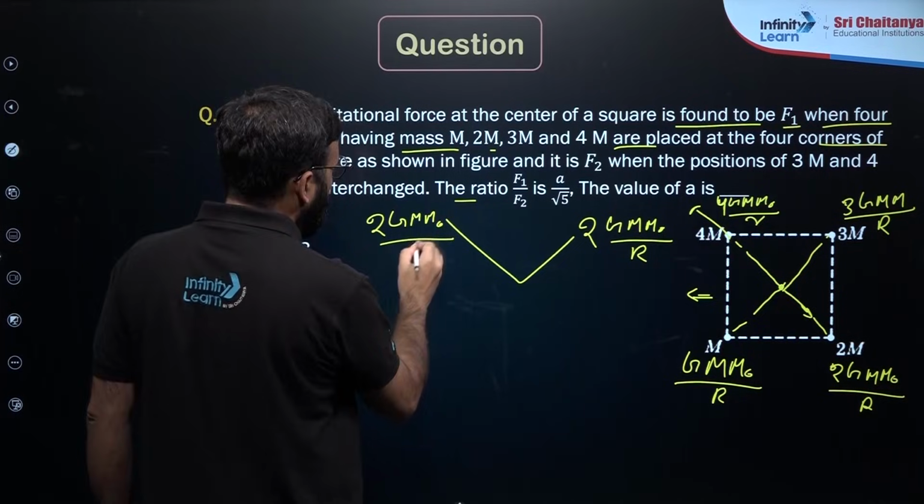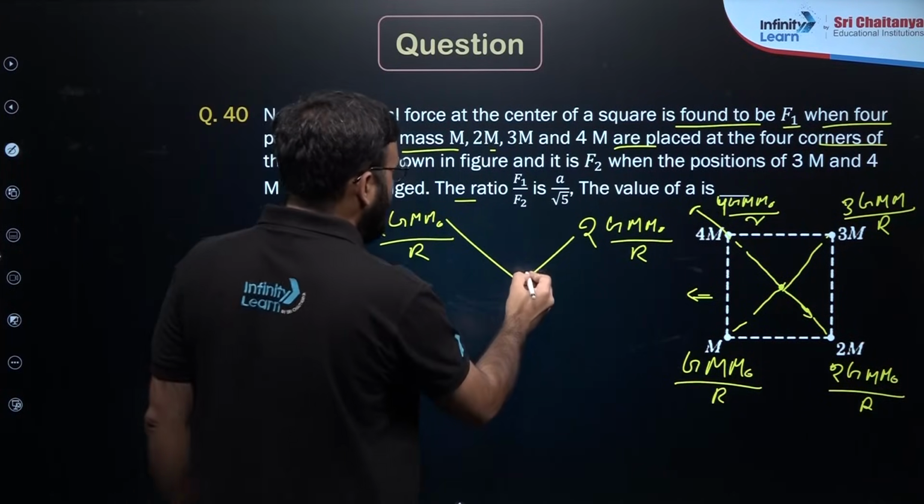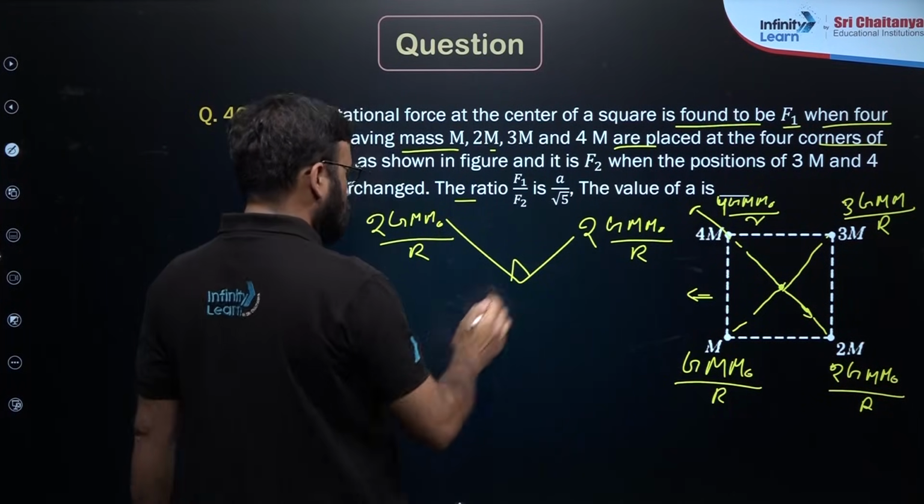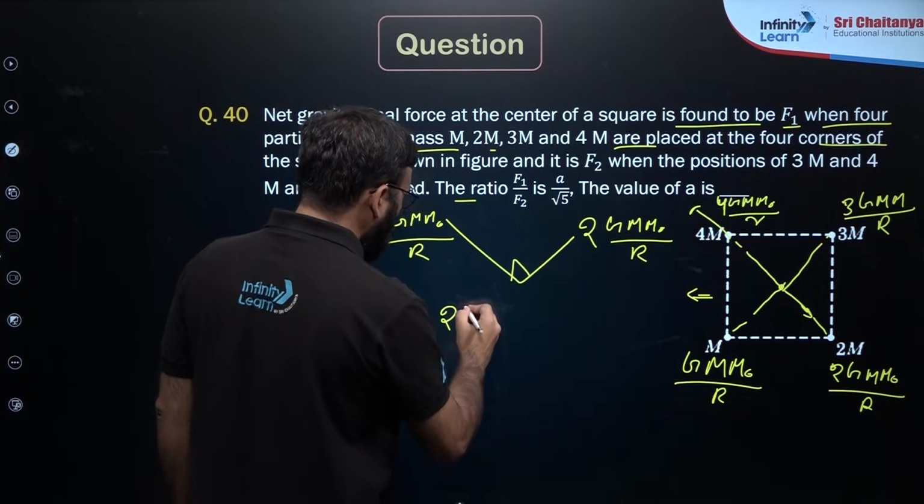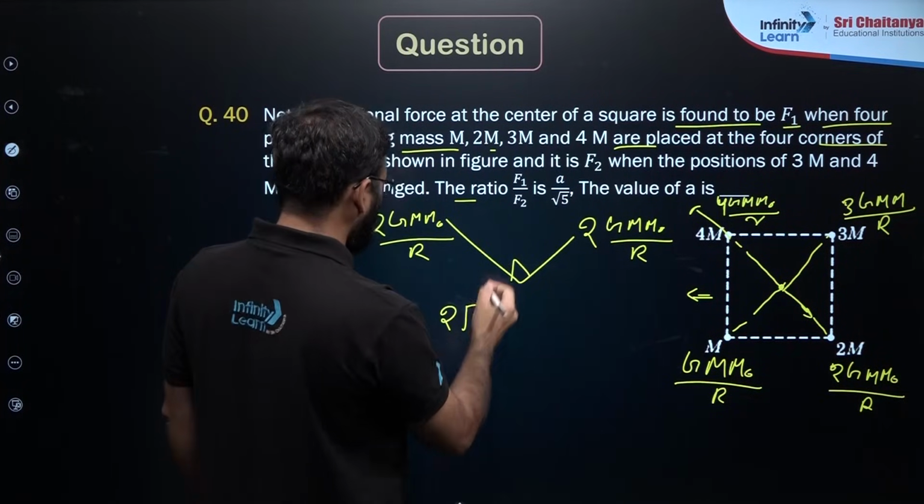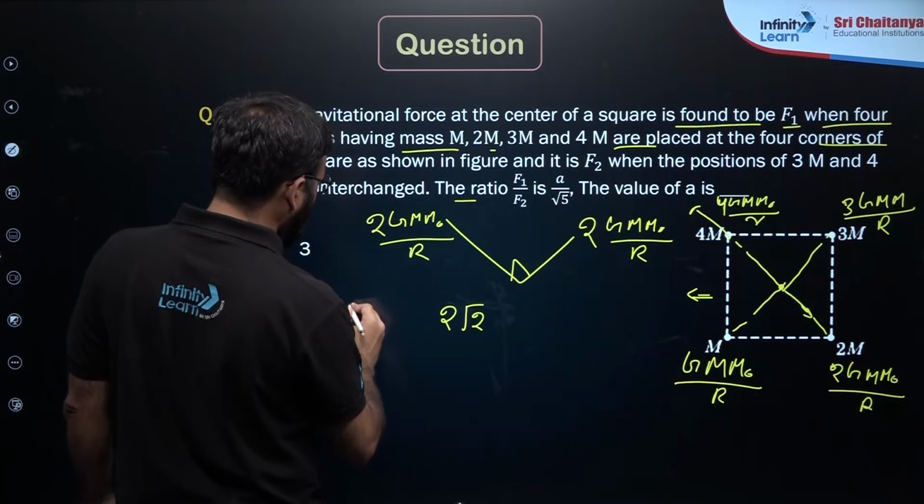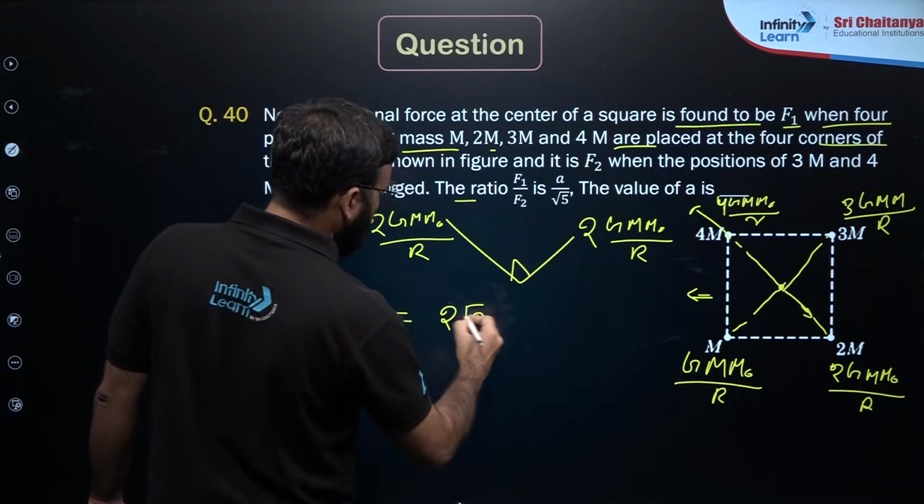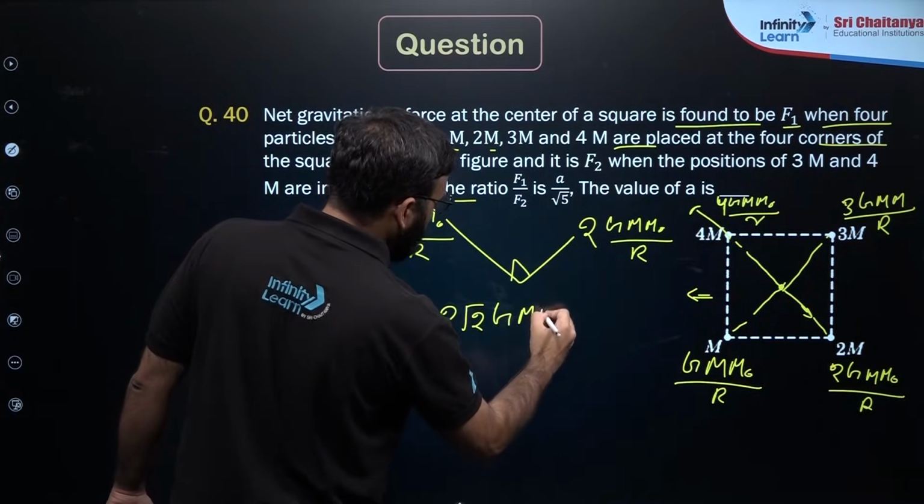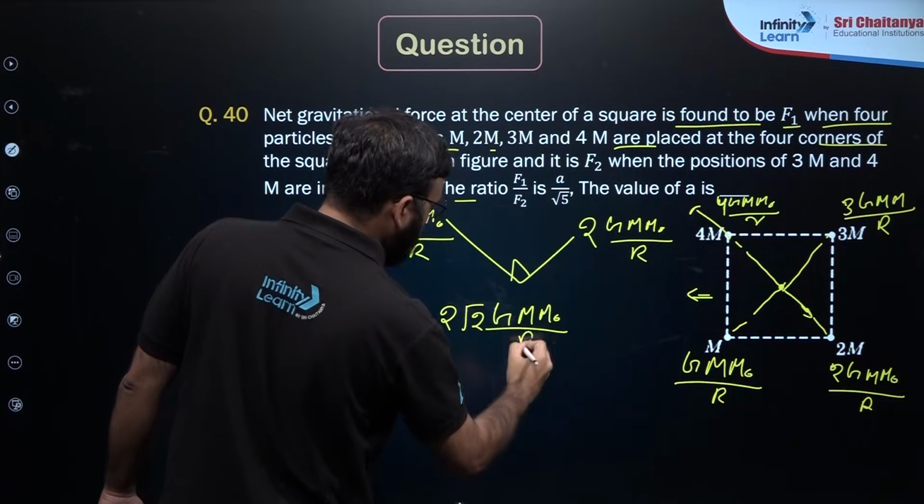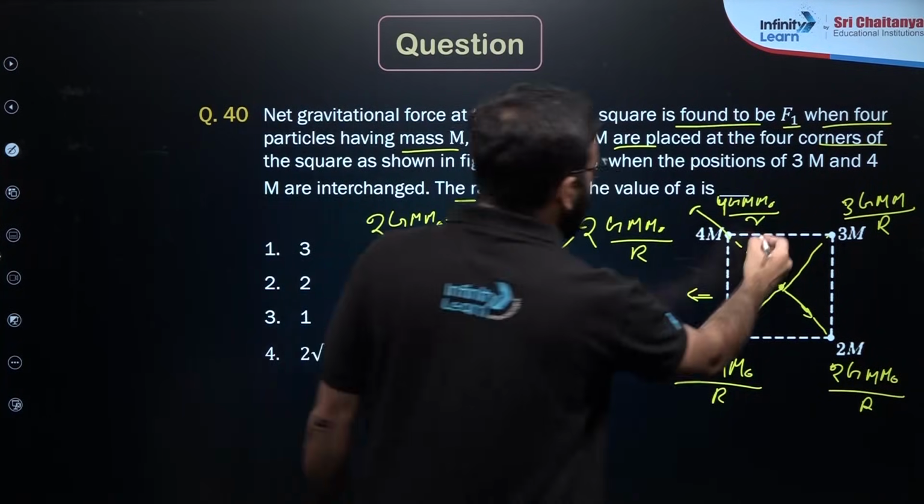and this will be 4 minus 2, that is also 2GMm0 upon r square. So both are at 90 degrees, beta. So what is the resultant? Root 2 times of this one. So root 2, this 2 is also there. So my F1 is this one and r square. Sorry beta, there is r square.